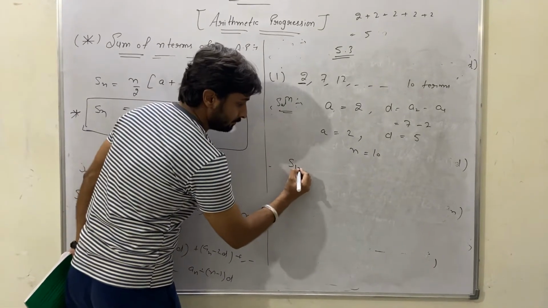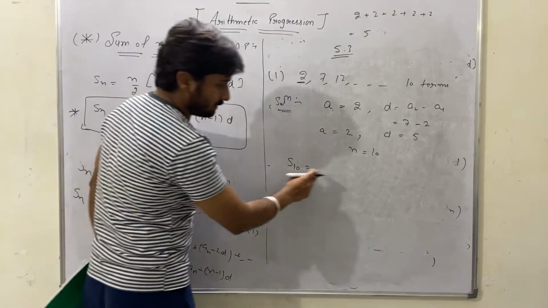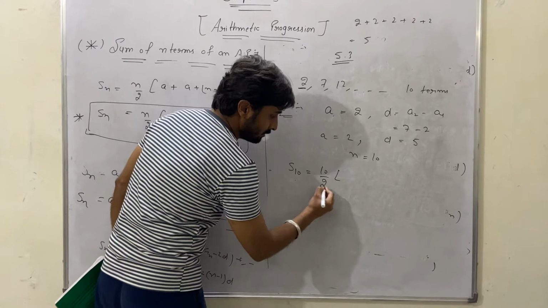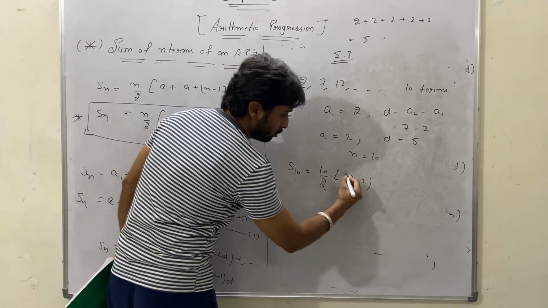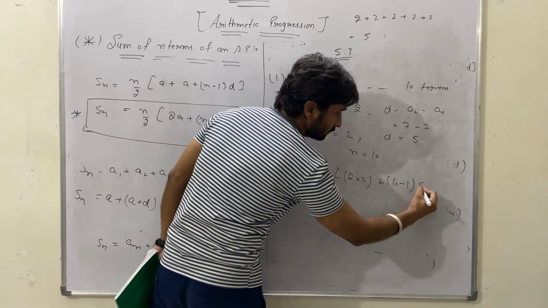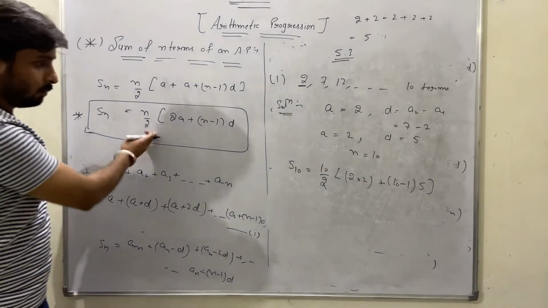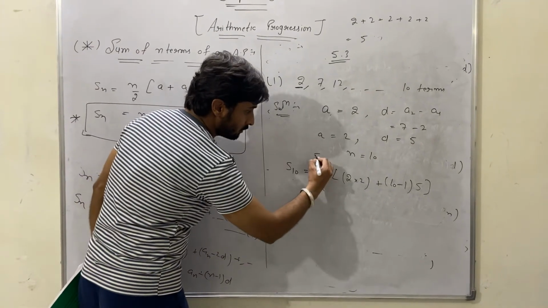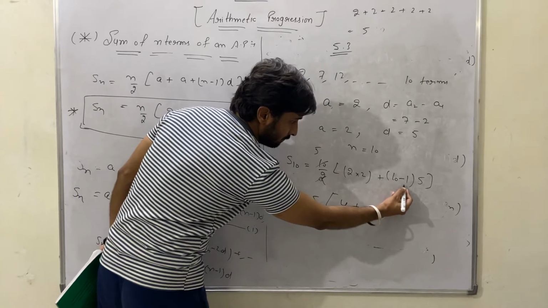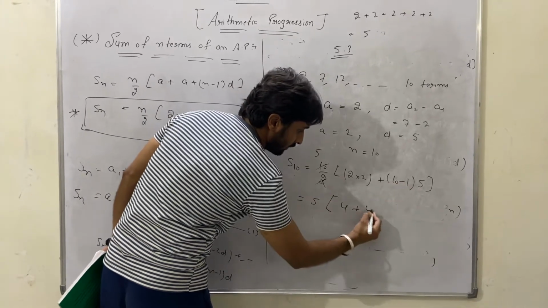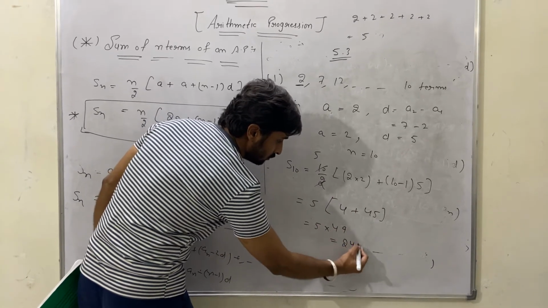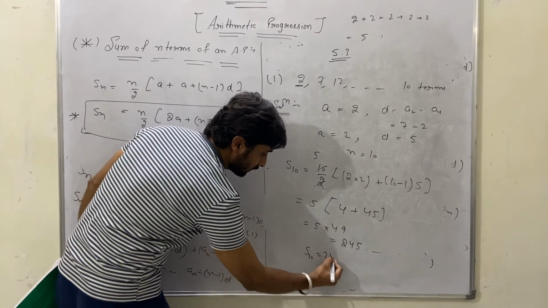So S10, the sum of the first 10 terms, is equal to 10 by 2, n is 10, into 2a plus (10 minus 1), what is d? d is 5. Right? The same formula is applied. 2 into 2 is 4, plus 9 into 5, which is 45. 5 into 49 will be 245. So the sum of the first 10 terms is 245.